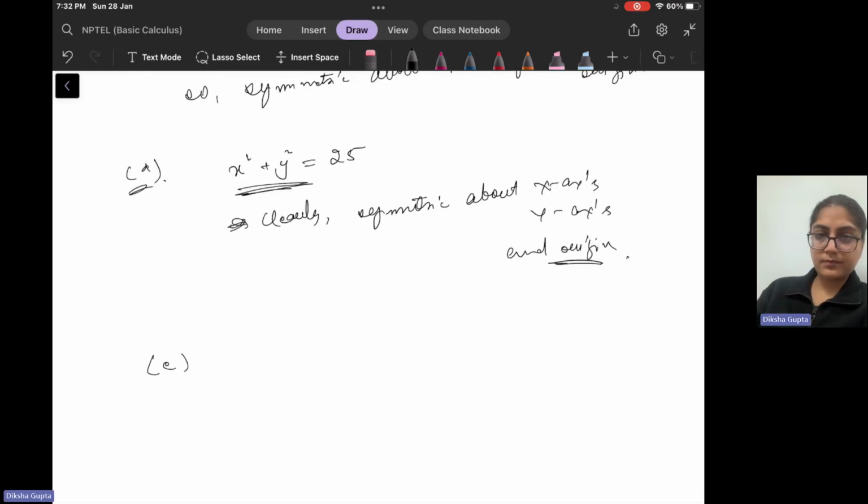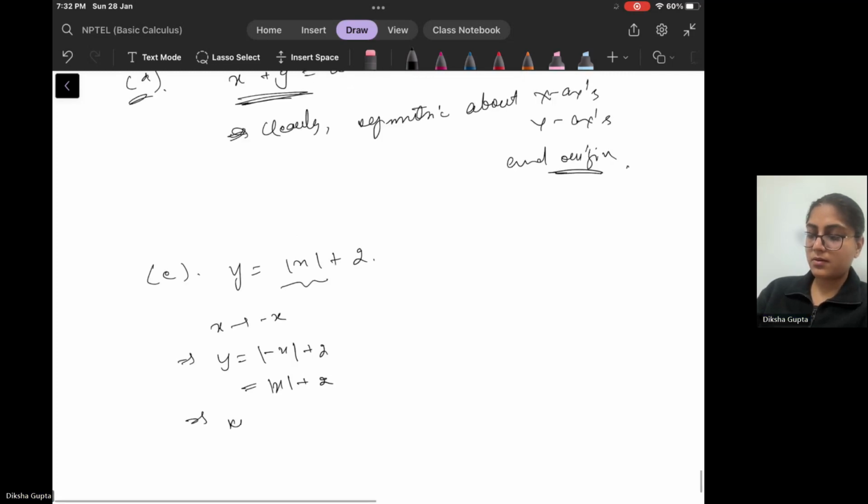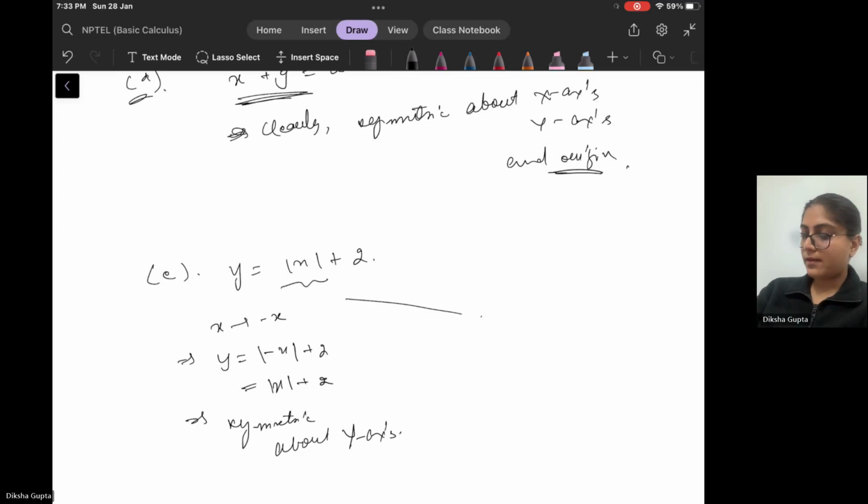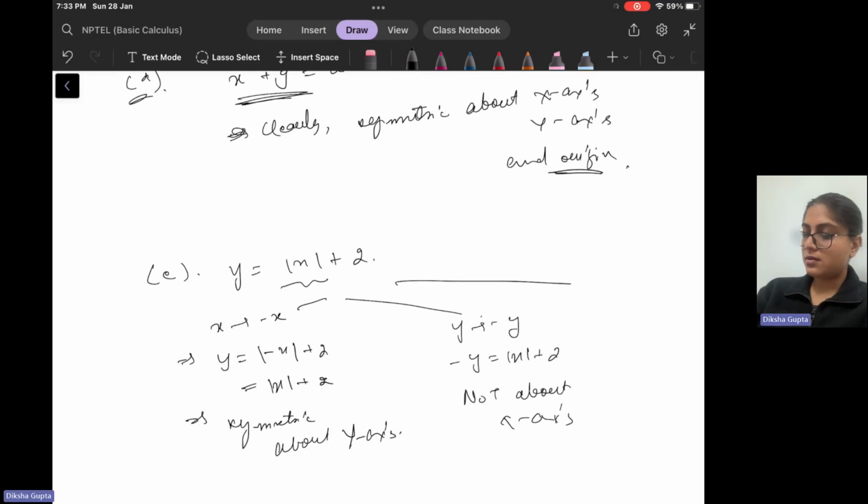Okay, e part: y equals mod x plus 2. Now clearly because of the mod, x replaced by minus x gives y equals mod of minus x plus 2, which equals mod x plus 2, implies symmetric about the y-axis. And y replaced by minus y gives minus y equals mod x plus 2, not about the x-axis, not about the origin. Of course, you can see that.